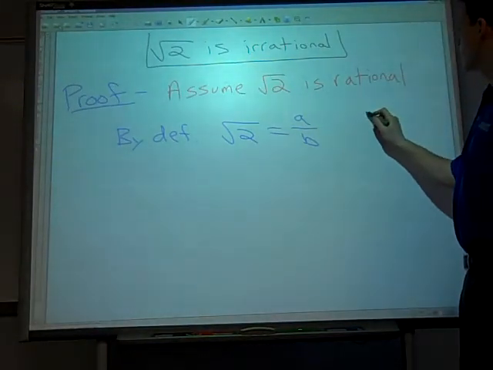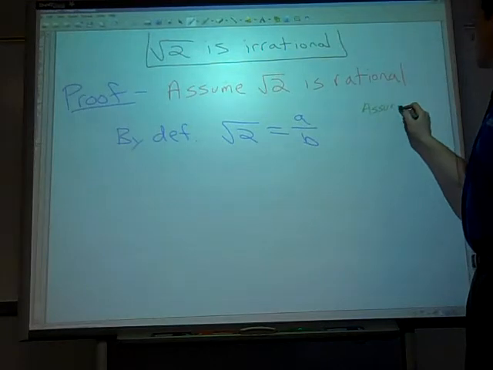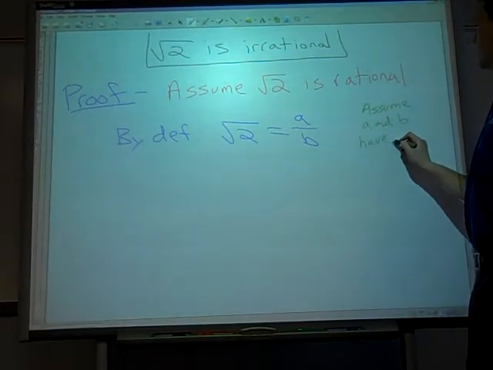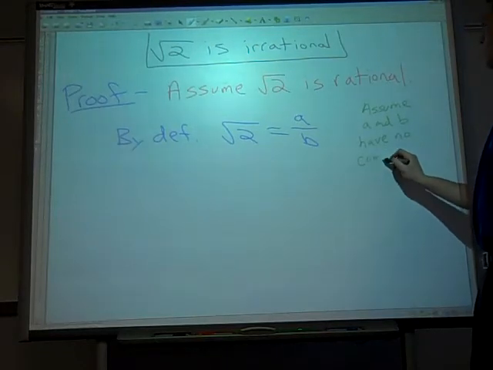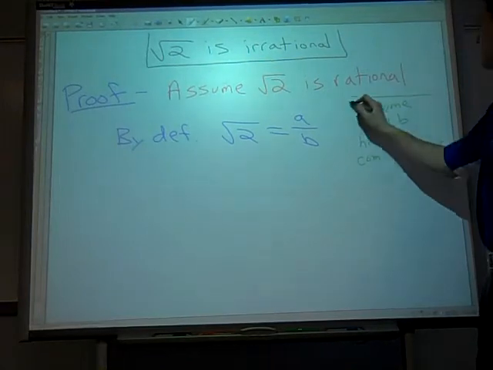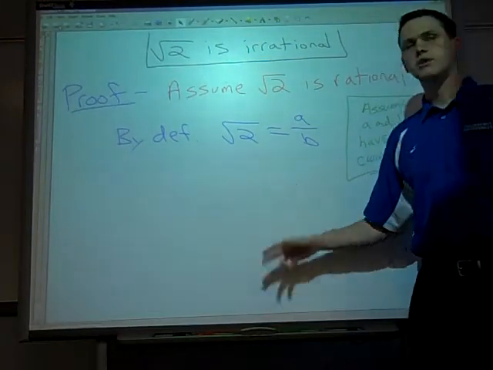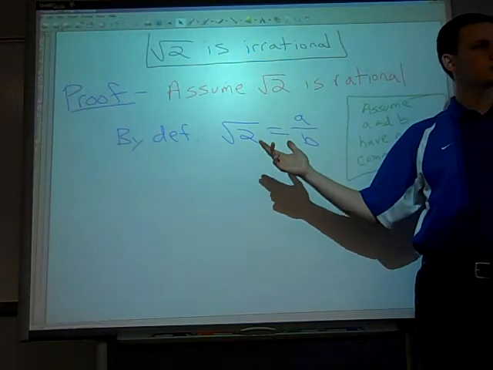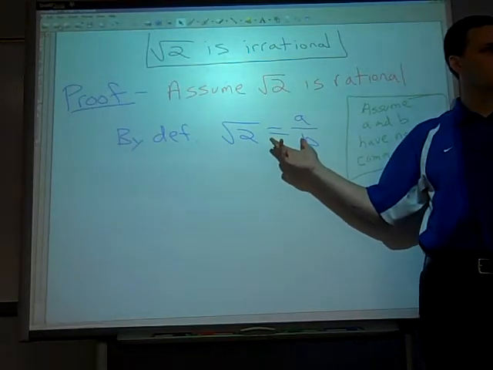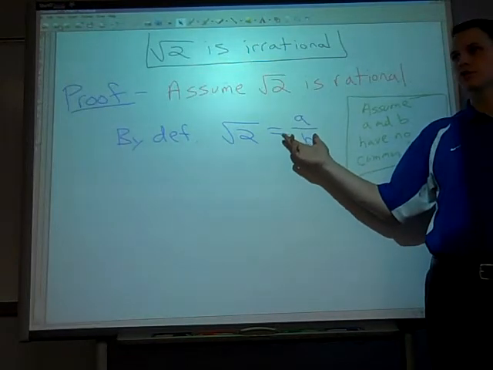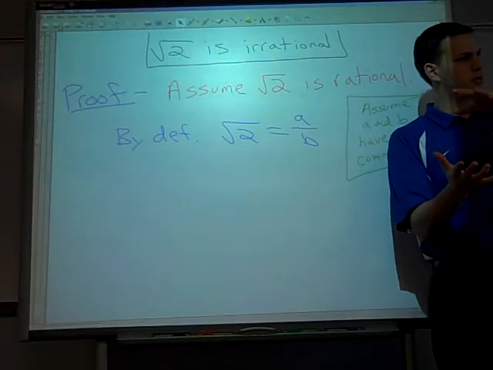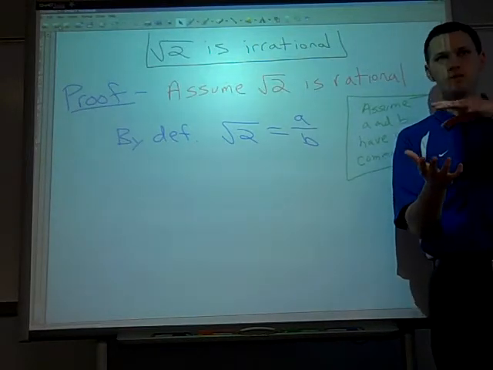So let's also assume a and b have no common factors. Why do we assume this? Because if it's a fraction, I'm not going to assume it's like 2/4. I'd rather just assume it's equal to 1/2. Or I'm not going to assume that it's 4/6. I'd rather just assume it's 2/3. So we're going to assume that this is in lowest terms. Is everyone okay with that? It's not a big jump?